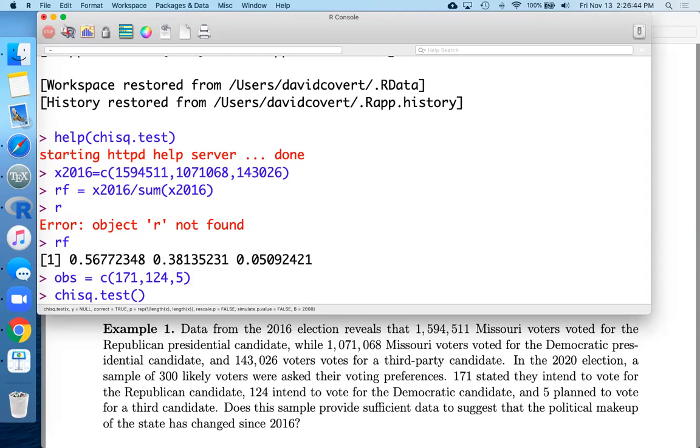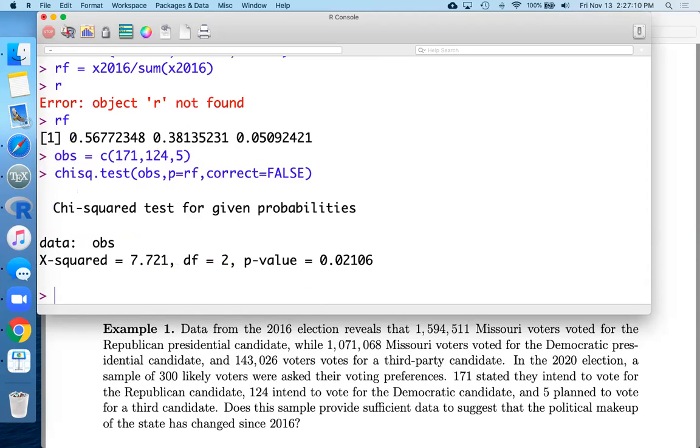And then we're just going to use the chi-squared test. So chi-squared.test. We're going to use our observed values as compared to our relative frequencies. So this p equals means this is the vector of probabilities that we have. Our probabilities were the relative frequencies here. And again, just like in the last chapter, we're going to turn off the correction value. And so this is the code for the chi-squared test. And it spits out our chi-squared value 7.721, which is what we found. We, of course, had 2 degrees of freedom.